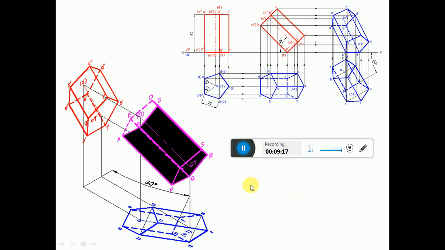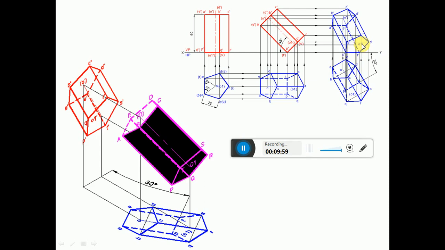When you look from the front view, you can see the base PQ or ST is nearer to the observer, so it is visible. So P dash to Q dash, Q dash to R dash, and R dash to S dash, you darken them. Since the entire pentagonal surface of P dash, Q dash, R dash, S dash, T dash is visible, and O1 dash is on that surface, O1 dash becomes visible.